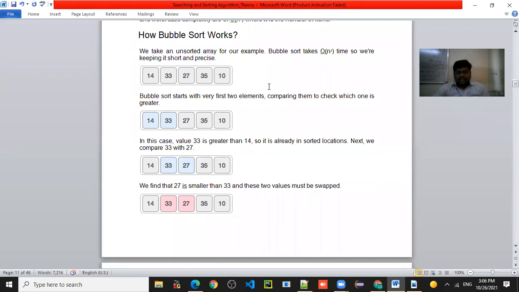So we take an unsorted array for our bubble sort, right? Now what do you do in a bubble sort? Bubble sort starts with the very first two elements.